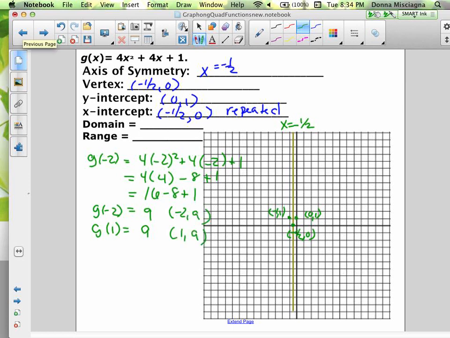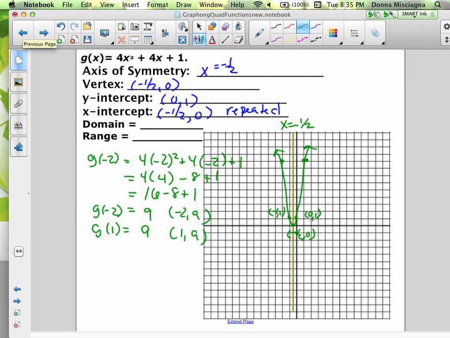I should have realized it, because they're going to be the same distance away from our vertex. So 1, 2, 3, 4, 5, 6, 7, 8, 9, and then on the other side. And there's our graph. Super skinny little graph it is. And you know why it's so super skinny? Because our a value is 4. That's why it's so super skinny.